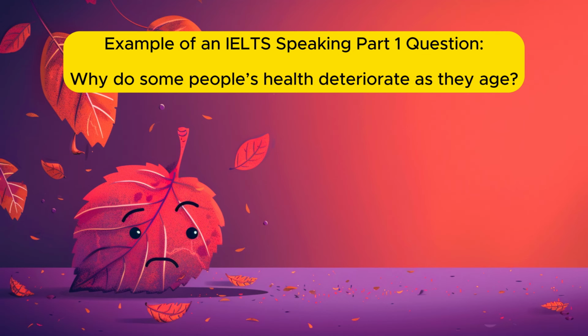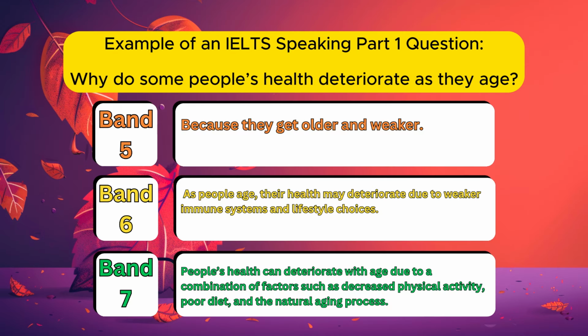Example of an IELTS Speaking Part 1. Question: why do some people's health deteriorate as they age? Band 5. Because they get older and weaker. Band 6. As people age, their health may deteriorate due to weaker immune systems and lifestyle choices.